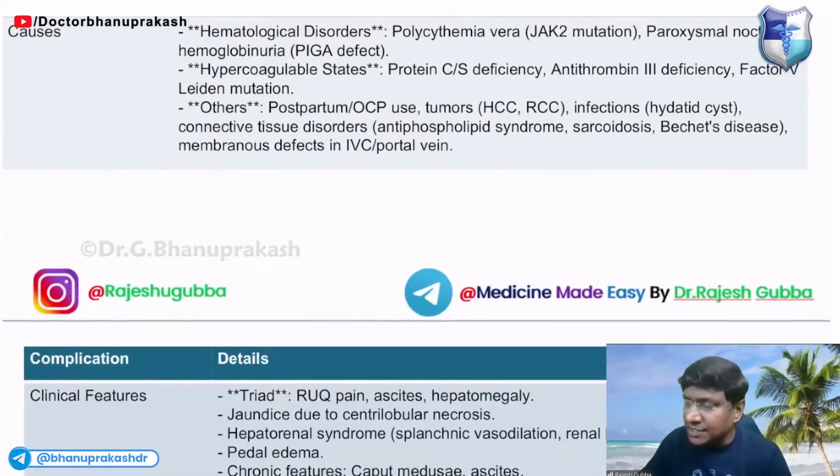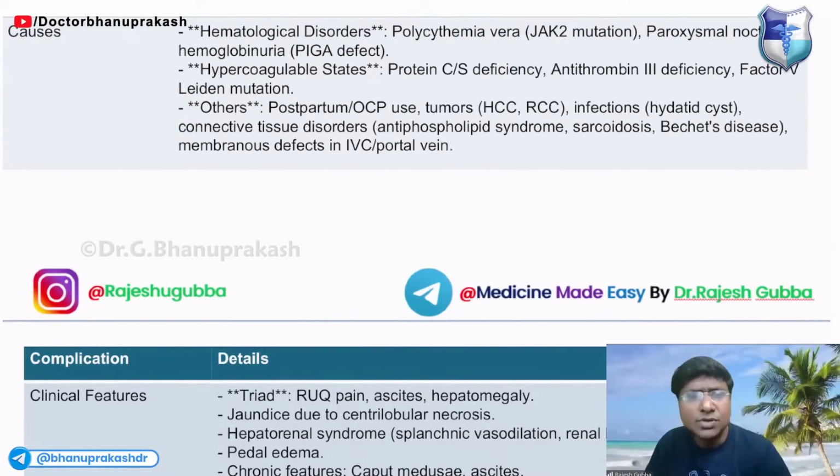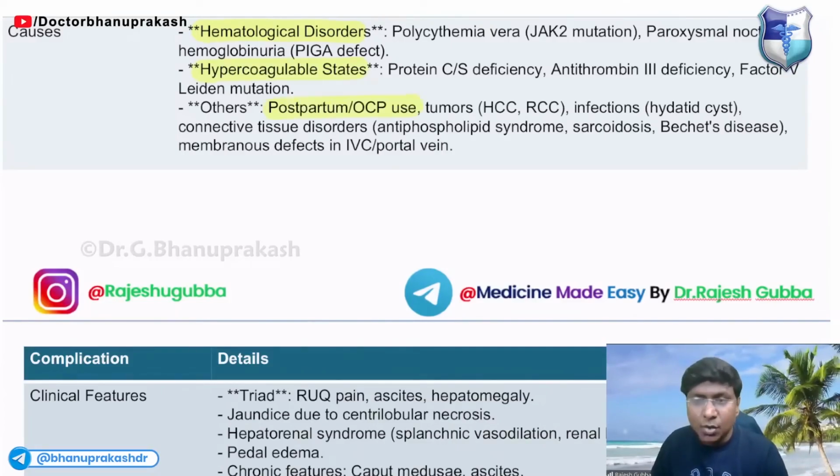Now, what could be the etiologies that would be causing this Budd-Chiari syndrome? Basically, what is the problem? Thrombus formation. Where all can you have thrombus formation? We have some hematological conditions like polycythemia vera and paroxysmal nocturnal hemoglobinuria. Then hypercoagulable states like protein C, protein S deficiency. Then we have some drugs, like oral contraceptive pills that are rich in estrogen, which can cause hypercoagulability.